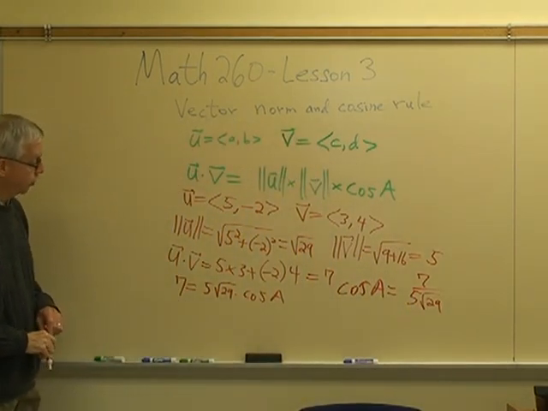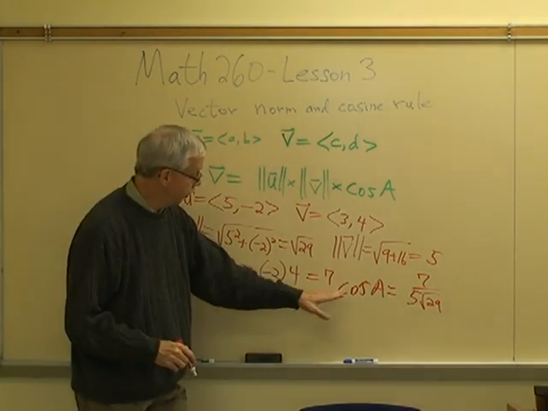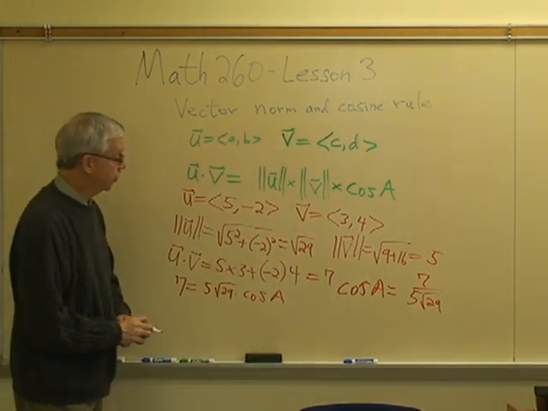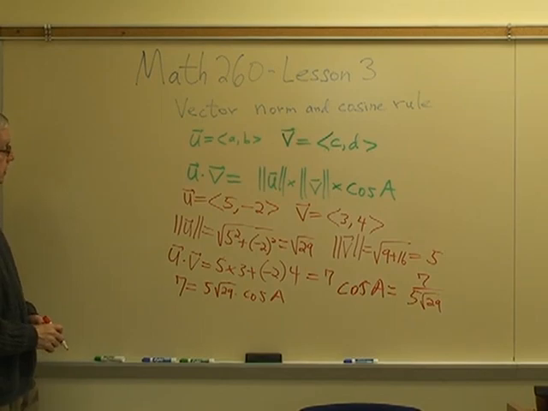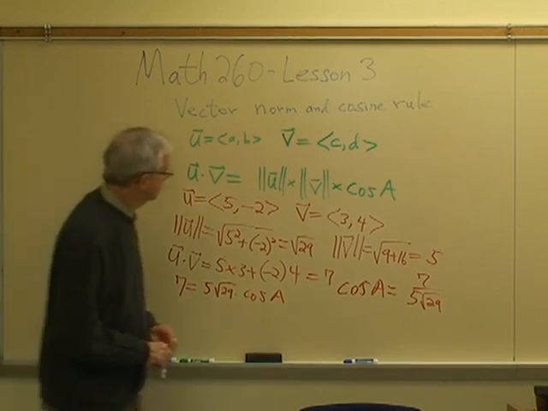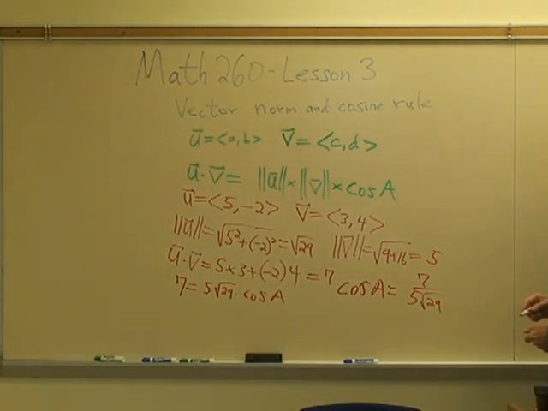Now we can use a calculator to turn that into a number, but this is really the gist. Once I know the cosine, I can use a function on the calculator to return the angle. Okay, so that's the vector norm and cosine rule. We'll get lots of practice using this in class.